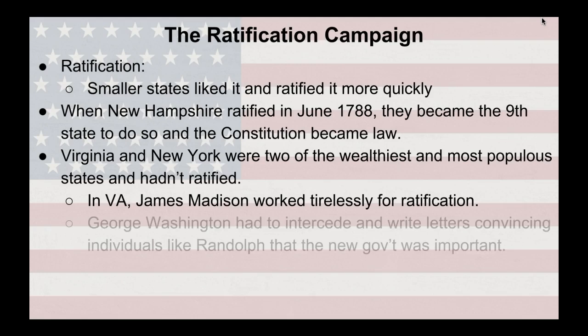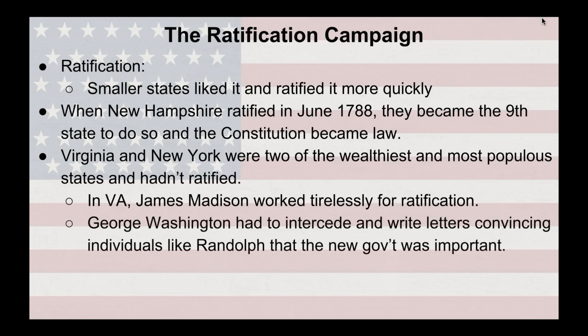George Washington is actually going to have to intercede in order to convince Virginia and New York to ratify this document. A very well-respected individual who was the hero of the Revolutionary War and the president of the Constitutional Convention, he is going to intercede on behalf of the Federalists and write letters convincing people like Edmund Randolph, who did not agree with the Constitution, that the new government was actually a very important thing.